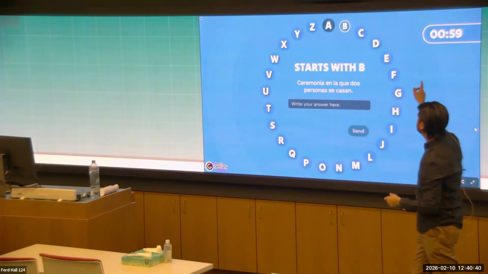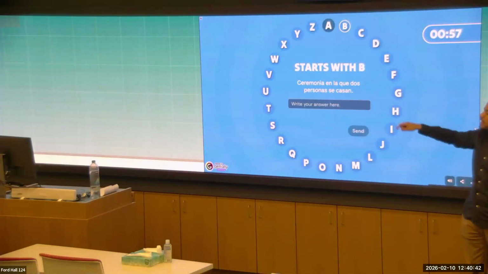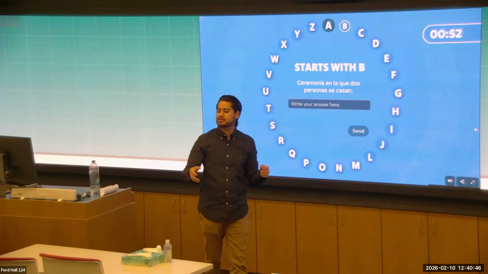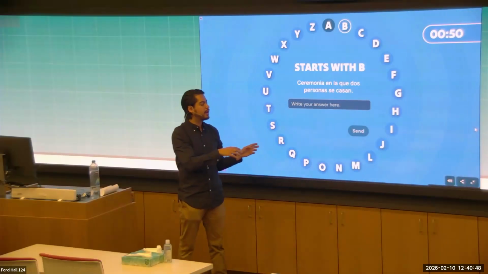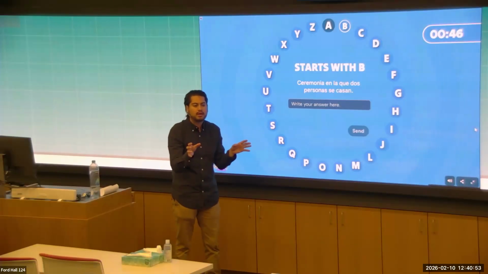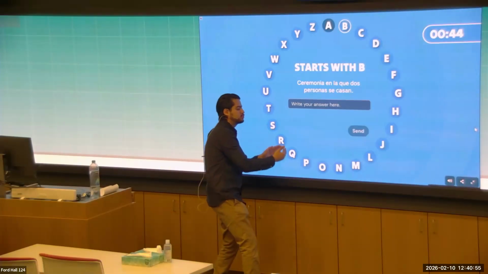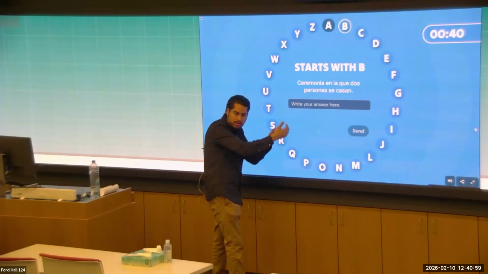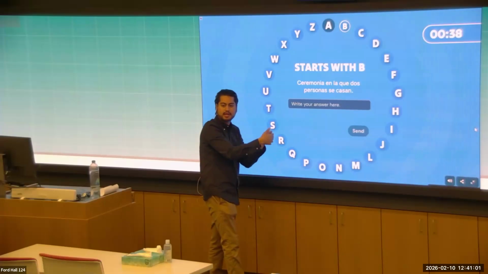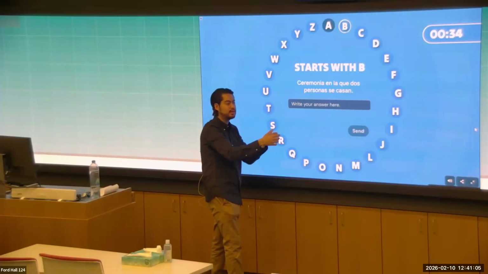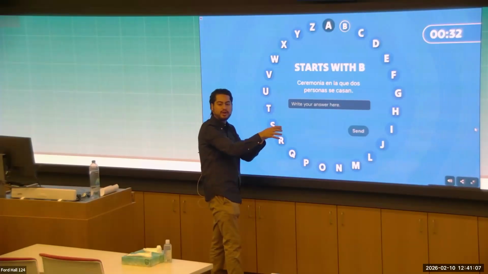Now, starts with a B, secret word. Ceremonia en la que dos personas se casan. So notice over there, everybody says you're looking, hopefully in the Zoom, okay? This is not just vocab, like, wedding means what? La boda. No, no, no. This is a whole context, right? And then the spelling. This is a complicated activity.